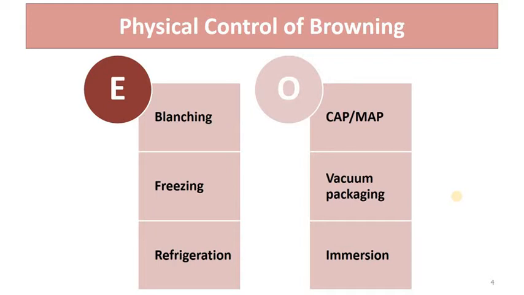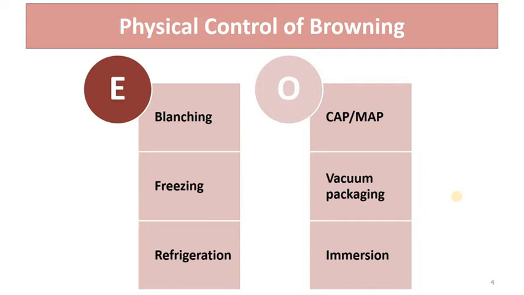And then in terms of oxygen, we can get rid of oxygen or prevent oxygen from accessing the reaction. So how do we go about doing that? We can apply controlled atmosphere packaging and modified atmosphere packaging, whereby we can flush out the oxygen using nitrogen. Obviously the nitrogen does not participate in the reaction. We can do vacuum packaging whereby we take out all the oxygen. And then thirdly, we can also do immersion.